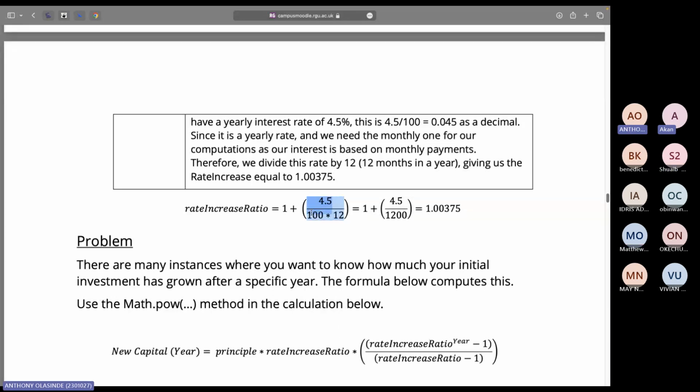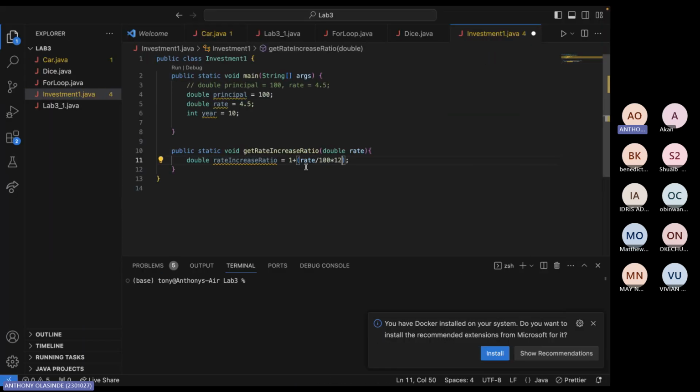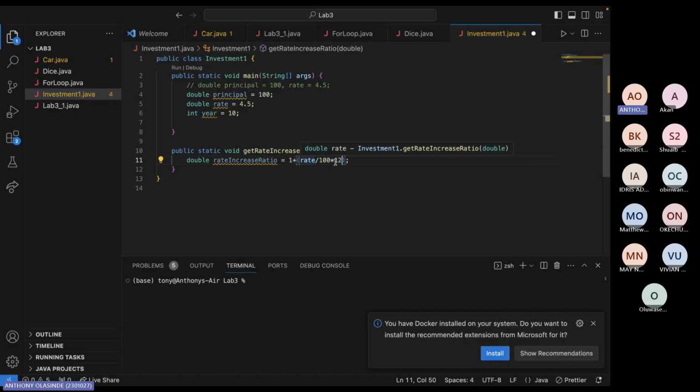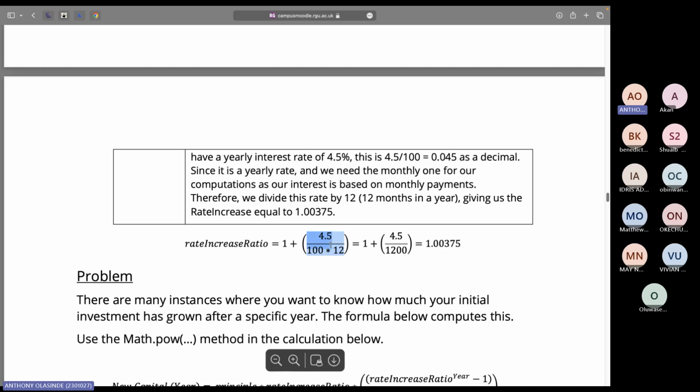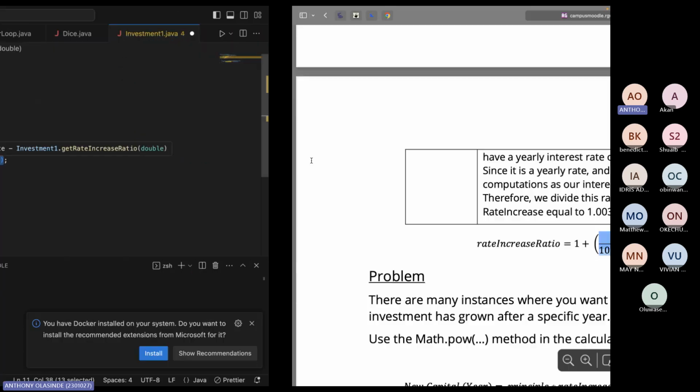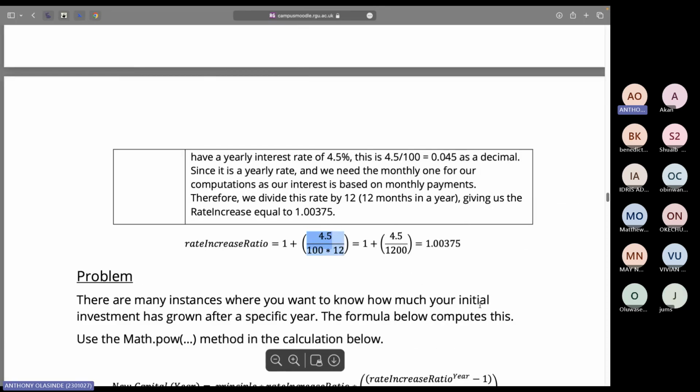This 100, this is 4.5 over 100 times 12. That's the same thing I've written, right? Let's call 4.5 rate. So rate over 100 times 12, rate over 100 times 12. Is this the same thing as this? Can you answer this? Is this thing here the same as this, taking this 4.5 as rate?